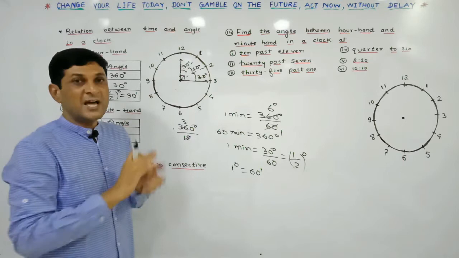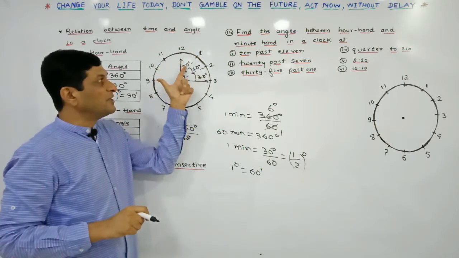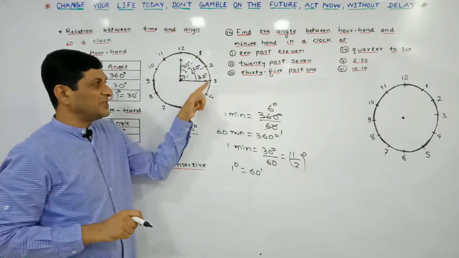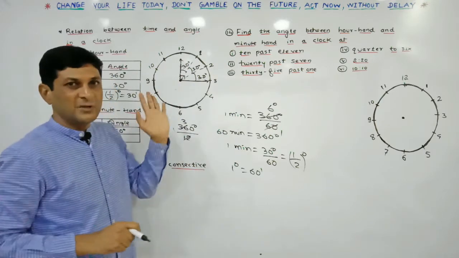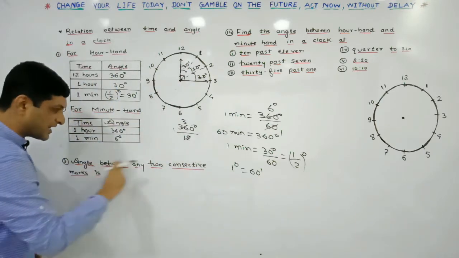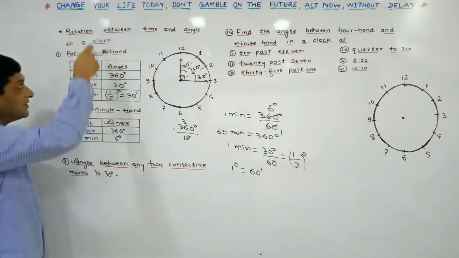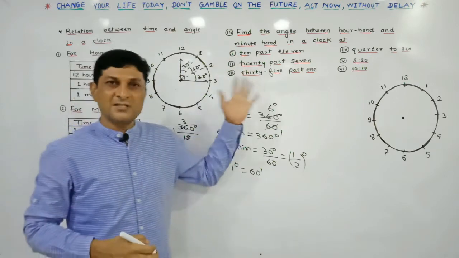90. So what we are observing here is that the angle between any two consecutive marks will be equal to 30 degrees. Take any two consecutive marks, either 2 and 3, 3 and 4, or 4 and 5. The angle between any two consecutive marks will be equal to 30 degrees. Now using all these important results, let us try to solve these examples.